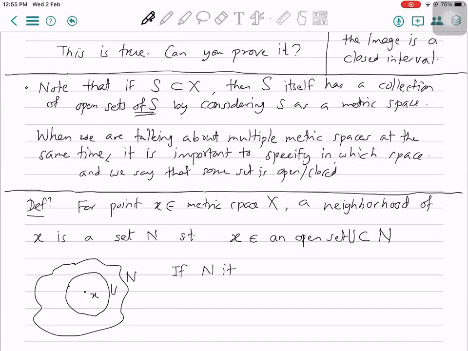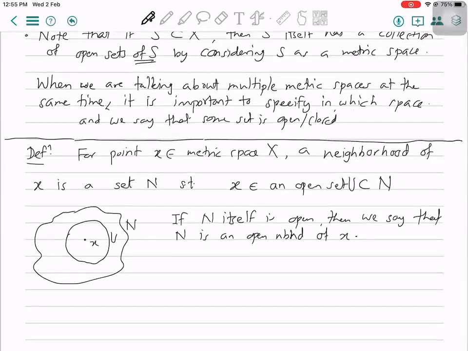If N itself is open, then we say that N is an open neighborhood of X. Okay, so is the definition clear? Yes, sir. Okay. So now I want to make a claim.